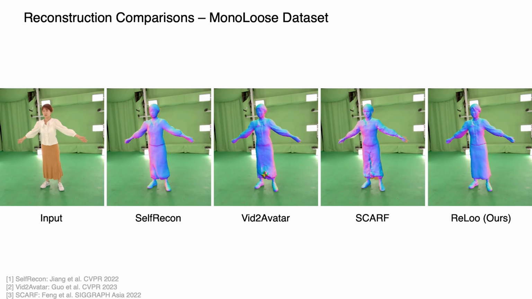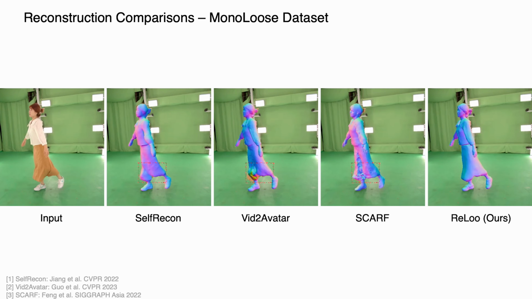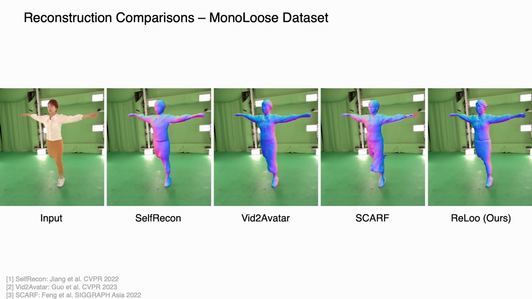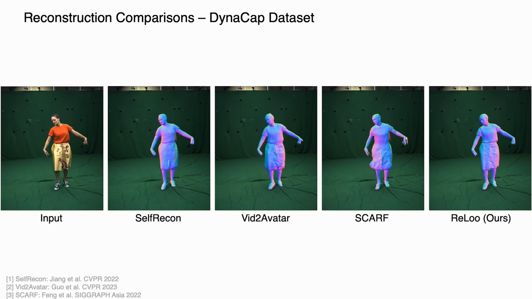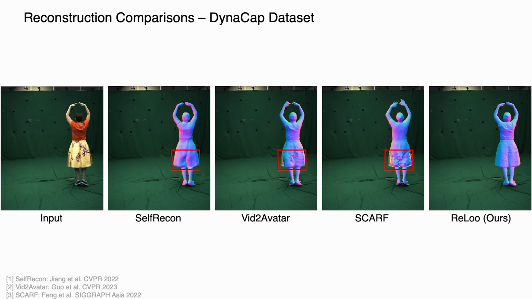We compare our method ReLoo with existing state-of-the-art approaches for the task of 3D surface reconstruction. We first show a comparison on our MonoLoose dataset. All baseline methods struggle to recover complete human surfaces. They also produce less detail and artifacts, such as the discontinuities between legs. In contrast, our approach reconstructs complete and more detailed dynamic clothed human geometry with temporal consistency. We consistently observe higher quality results on other datasets, such as DynaCap shown here. Our method reconstructs detailed 3D human models with plausible surface details and deformations.